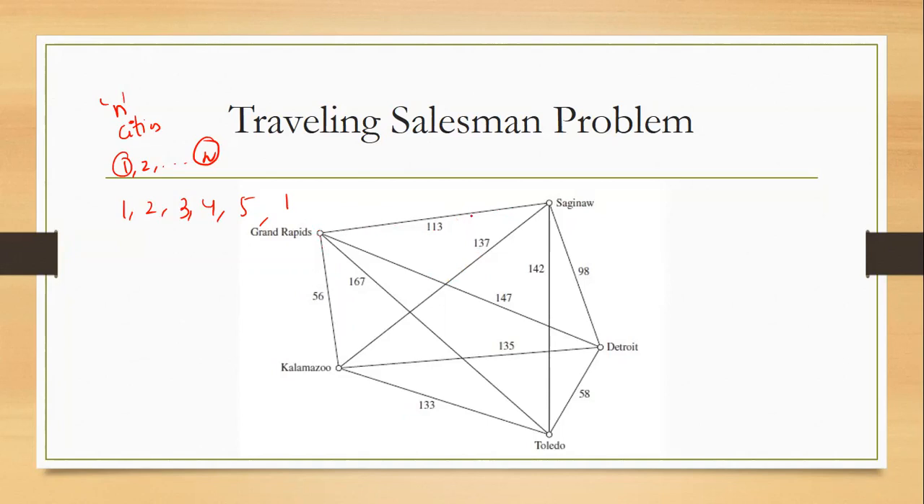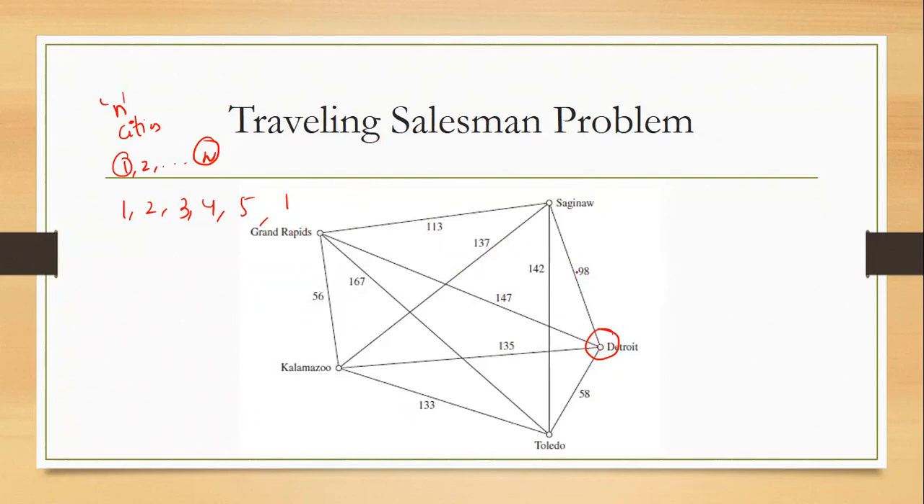The weight on the edges is the distance between the cities. So how should he travel to get the minimum total distance? To solve this problem, we can select any one of the cities as his initial city. We will select Detroit, and he has to return back to Detroit after going through all of the cities. We examine in how many ways he can visit the cities and then return to Detroit.